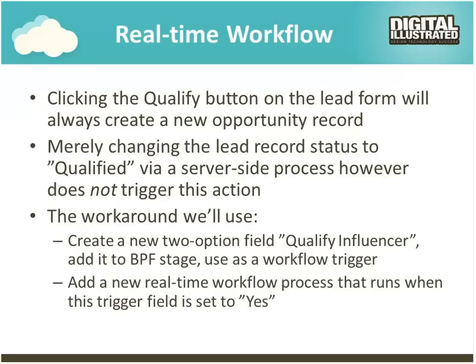So the way that we can then leverage this feature is that we can add a new two-option field there on the lead entity called qualify influencer. So a bit field that we can then click there, use that in the BPF stage, and we will then use that as a way to trigger our custom workflow. And actually in this workflow, we will then perform the status change. So we will set the lead to be qualified and perform any other actions necessary there for the record.